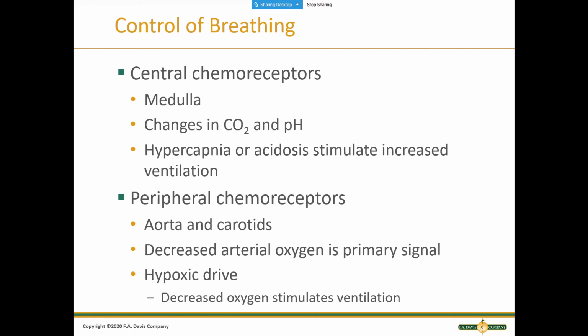That's called respiratory alkalosis. CO2 is an acid. She hyperventilated, blew all the acid off, dropped her CO2 really low.